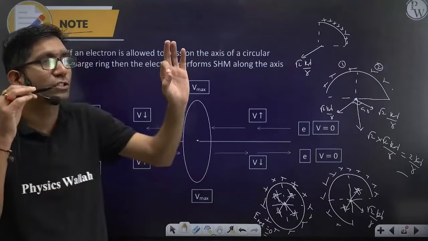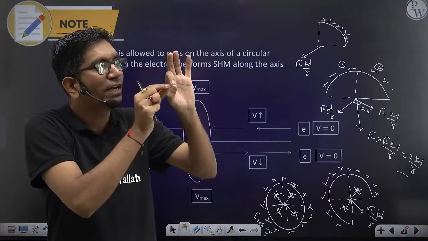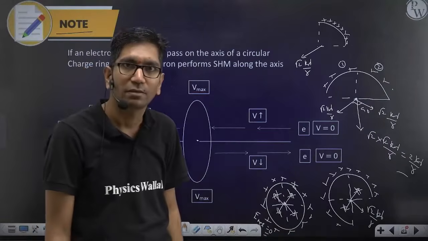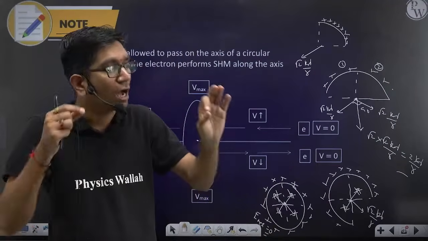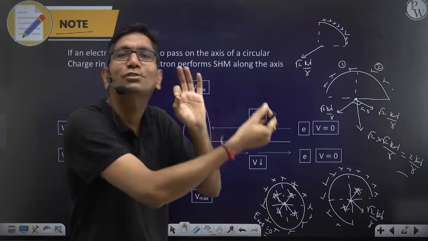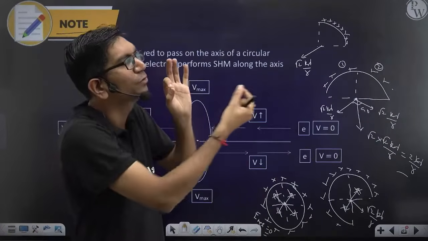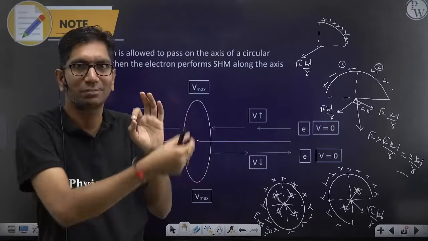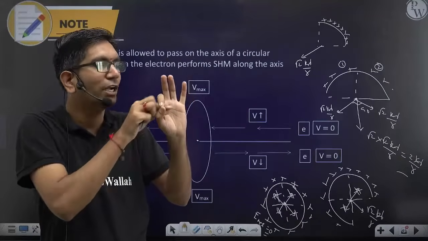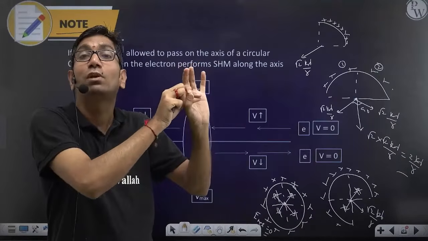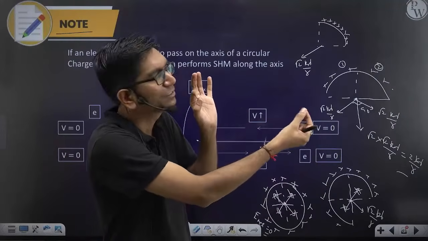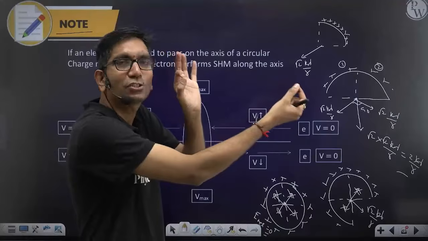So when the electron is going like this along the axis and reaches the center, the electric field intensity becomes 0. Due to inertia, it has already gained a large velocity, so it goes forward. Like this, it will be moving along the axis. This is the positive charge, that is the negative charge. It will pull in the backward direction. While being pulled backward, its speed decreases. So finally it becomes rest. After going there, it stops.